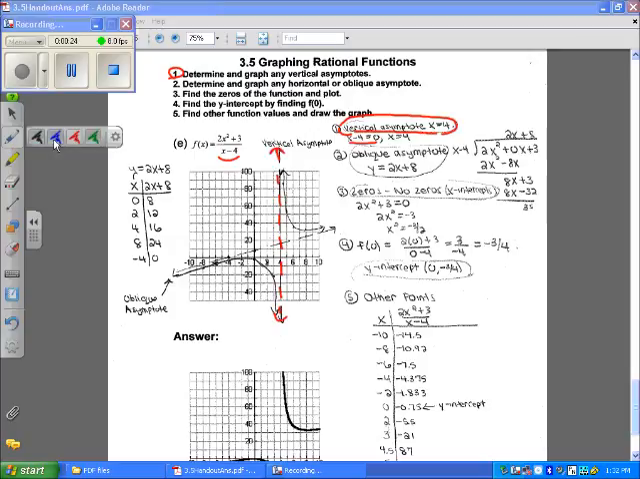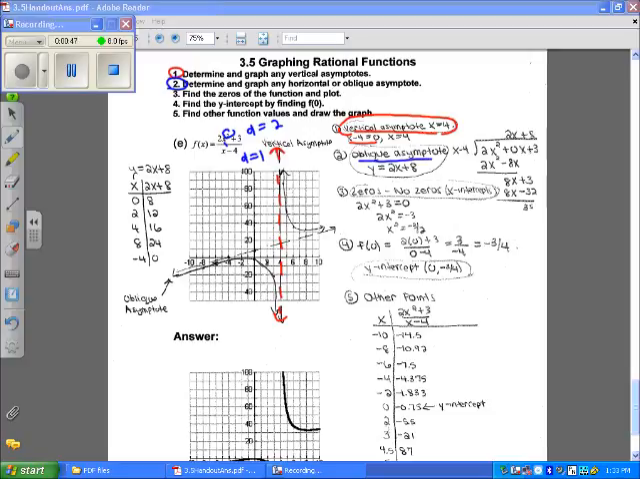The second step we want to do is find any horizontal or oblique asymptotes. The way we find those is we look at the degree of the numerator and the degree of the denominator. The degree of the numerator is 2, and the degree of the denominator is 1. Whenever the numerator has one more degree than the denominator, that means you have an oblique asymptote.